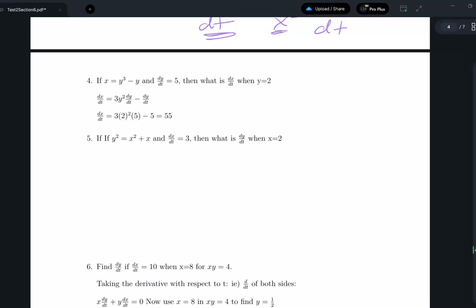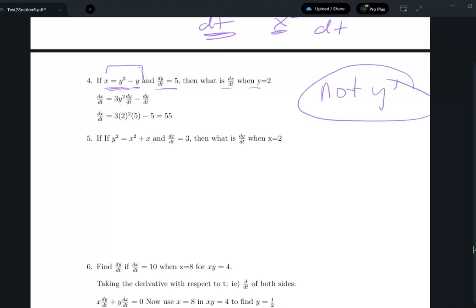Okay, let's look at this one. Here my x equals this function. Here's my given rate, find this, when this. So to take the derivative with respect to t, you get dx over dt equals 3y squared dy over dt. Derivative of y with respect to t is dy over dt, not y prime. I will take many points off if you put y prime. Can't do that. It's not just me, it's all mathematicians.